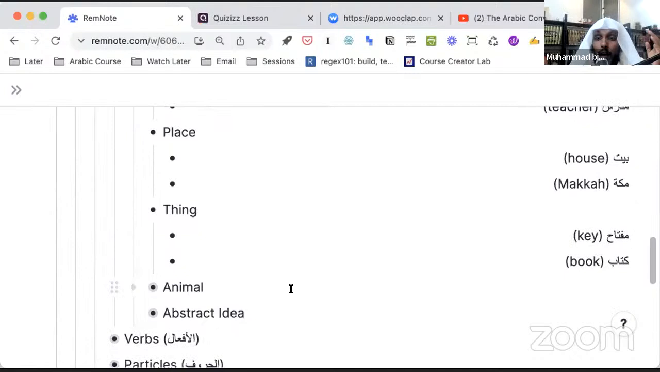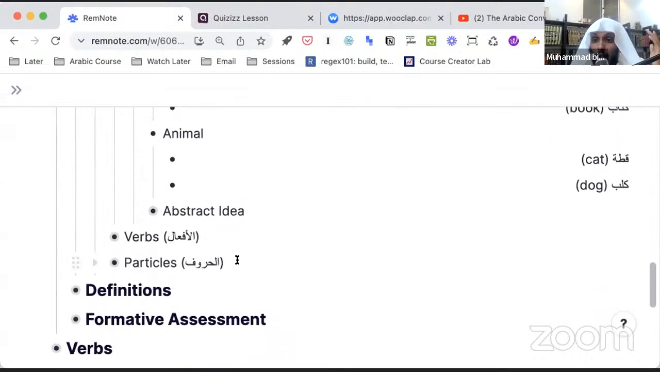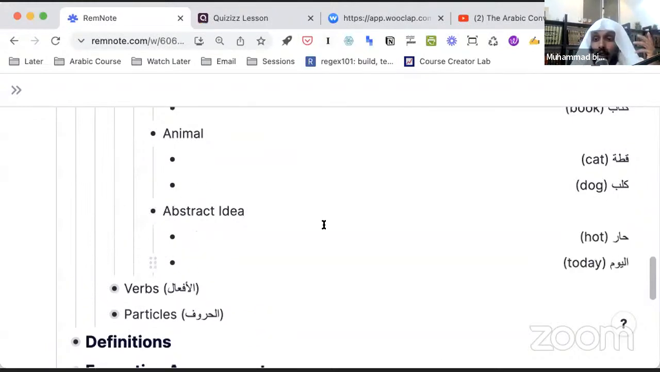For things, things like miftah or kitab. For animals, قطة, كلب. Abstract ideas basically are things that you can't touch, right? Such as حار, hot. Heat, you can't touch it. اليوم, today, it's not something you can touch.